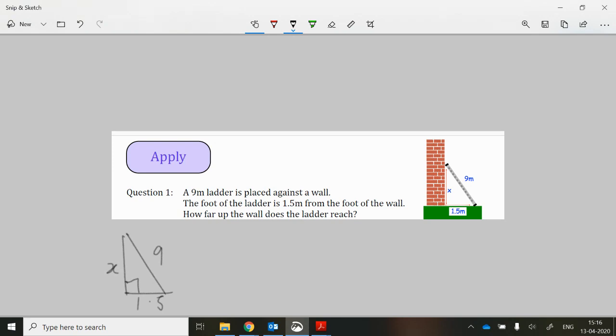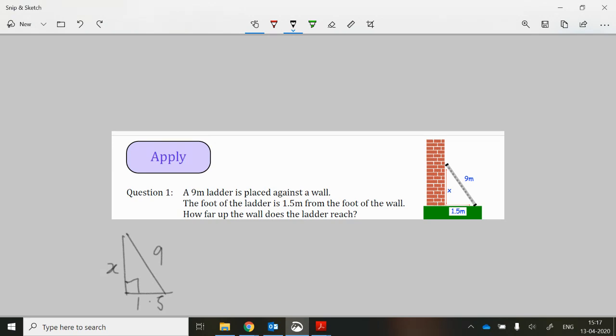I didn't read the question. What did the question say? A 9-meter ladder is placed against a wall. The foot of the ladder, so the bottom of the ladder, is 1.5 meters from the foot of the wall, from the bottom of the wall. How far up the wall does the ladder reach? So we're basically trying to find this x. So we need to work out, in this case, x. That's what we're going to do.